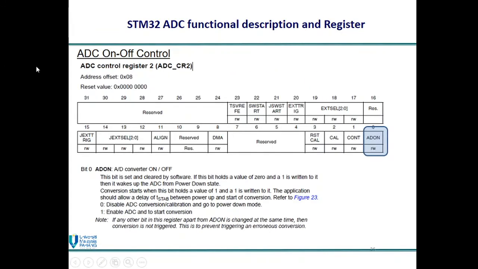Okay, this is the ADC control register 2. It is a 32 bit register. Bits 24 to 31 are reserved. Bit 0 is ADON, ADC on or off. So if you want to use the ADC, we need to turn on this bit. Make sure this bit is 1 to enable the ADC and to start the conversions.